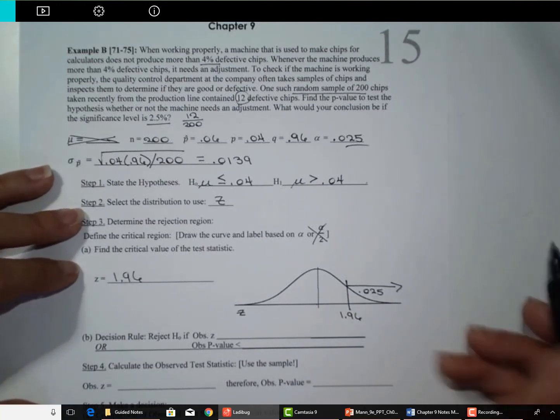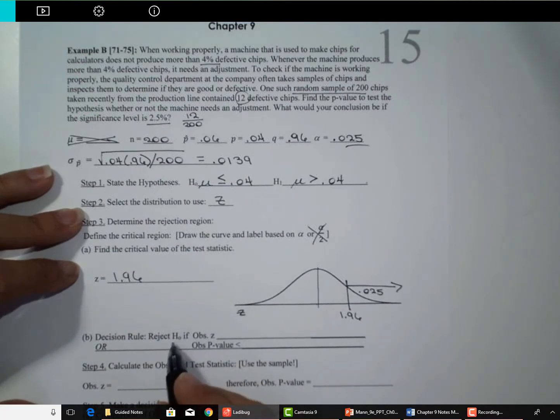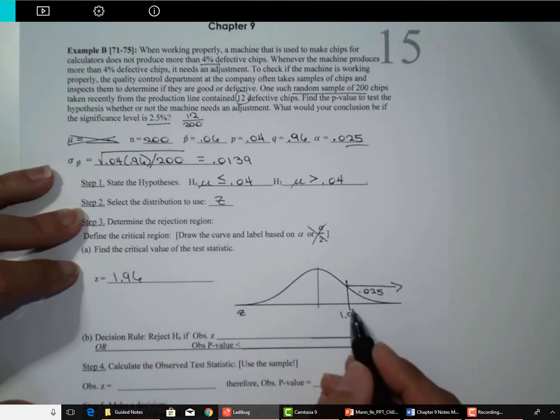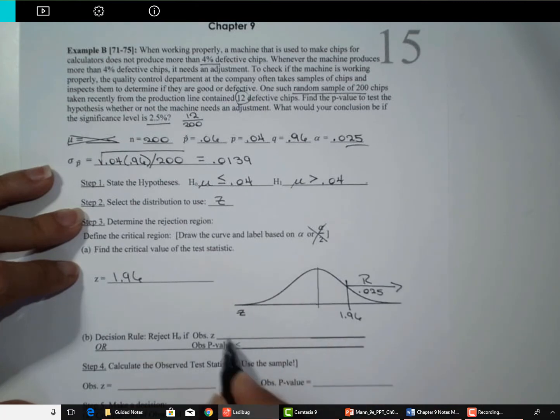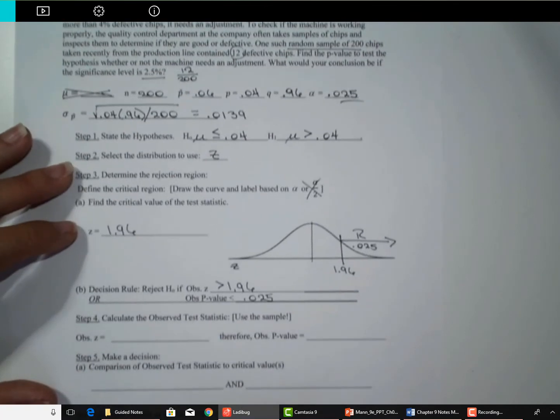Okay, so now I've got this set. I'm going to reject the null hypothesis if observed z is in this area. In other words, observed z would have to be greater than 1.96. Or observed p, once again, would be less than 0.025. So I've got that pretty much set up.